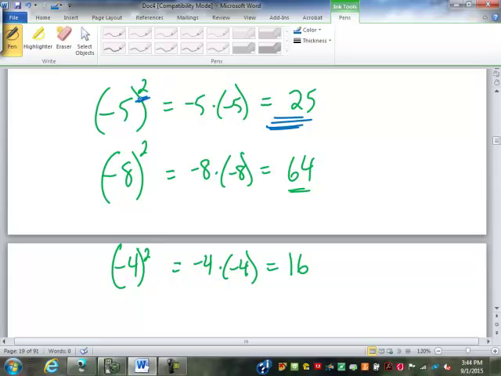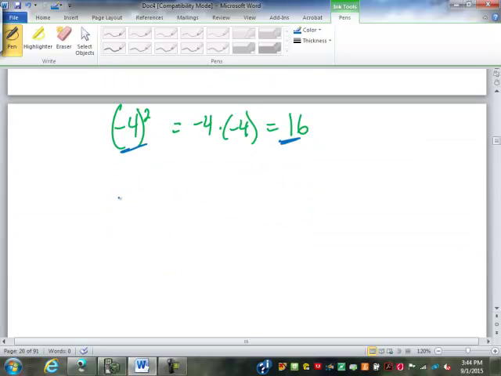Well, when we square a number, the answer is always positive. Even though this is a negative 4, when we square it, it is always positive, because 2 negatives multiply to make a positive.